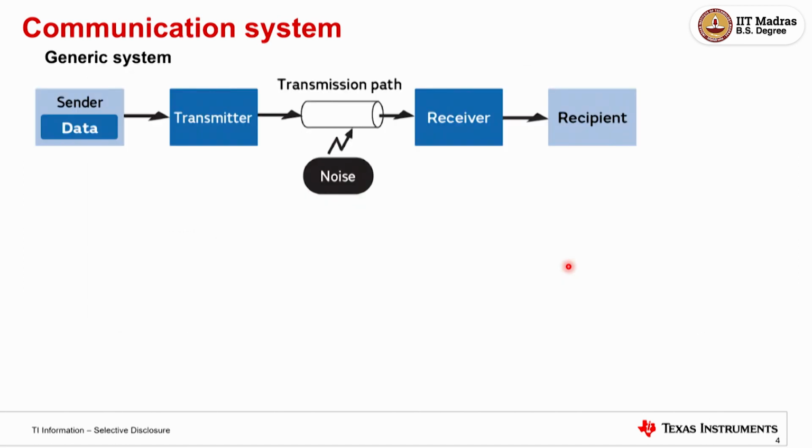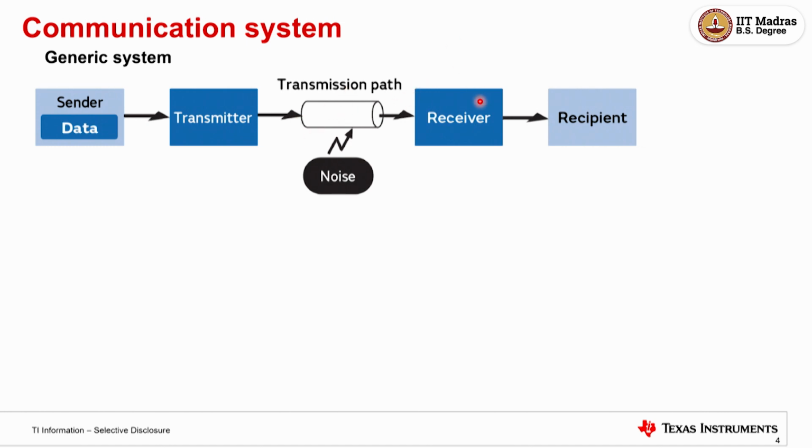Okay, so let's now step back and start with some basics. Any communication system is a generic system. You have a sender, some data or information you want to send, and a recipient on the other side. So what are the basic things that you need to do? The data that the sender wants to send has to be transmitted, and there is a medium over which you transmit.